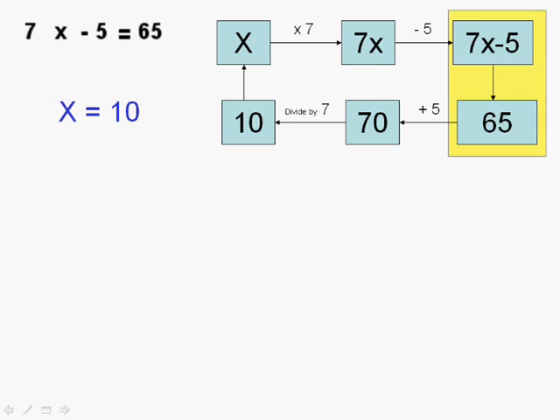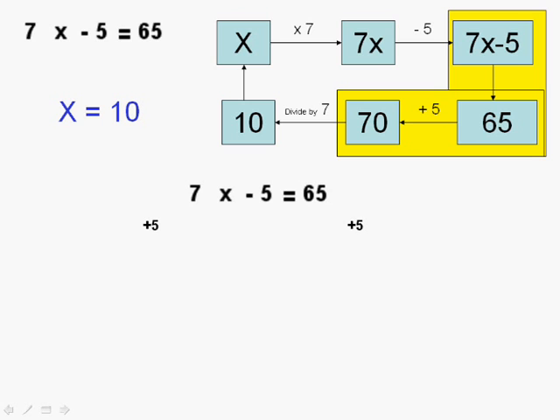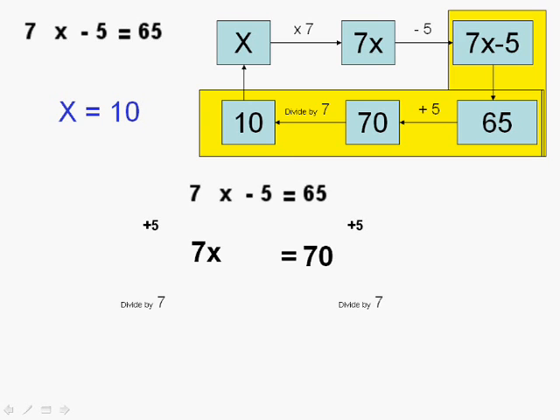Now, the only bits we really need to be bothered with are these. The first yellow box there states the question, 7x minus 5 is equal to 65. So all we've got to do is add 5 to both sides. That way you're left with 7x is equal to 70, and then finally you divide by 7 to give you x is equal to 10.